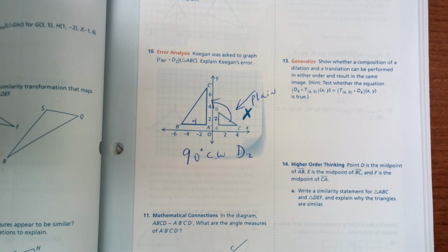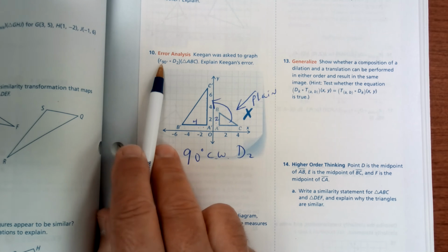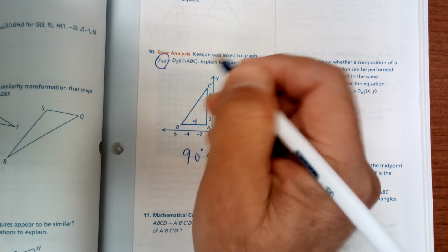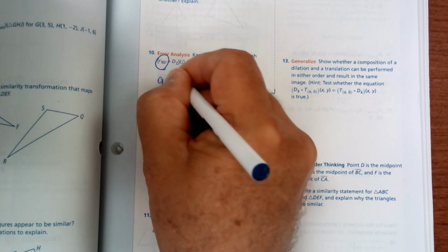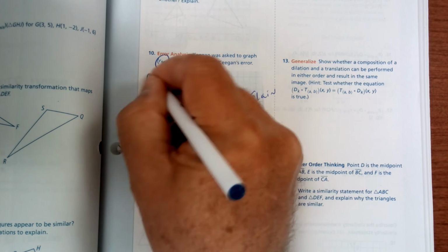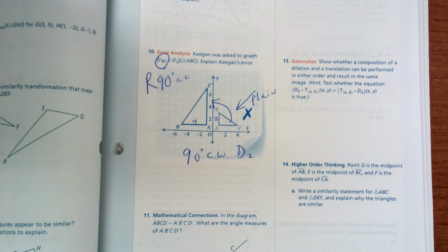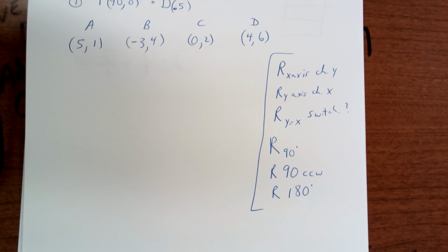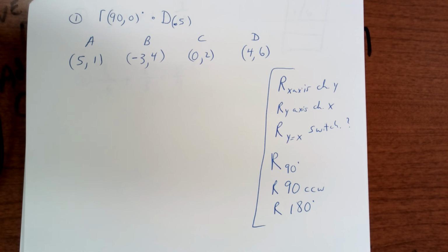Now this one says 90 degrees, but it doesn't say counterclockwise. So this one, they started with that one, which is a mistake. This one should have been a 90 degree counterclockwise rotation. And that's what you're doing with a similarity transformation. Okay, so copy down these rules right here, and we're going to work this first one as well. All right, so let's do the first one.